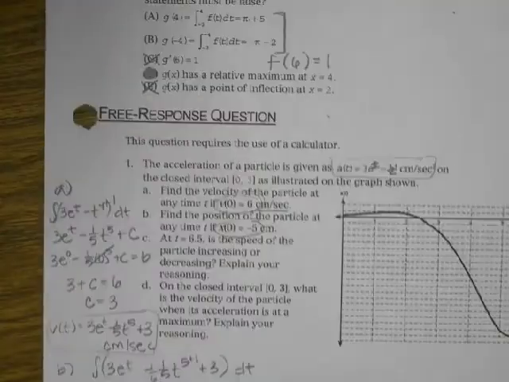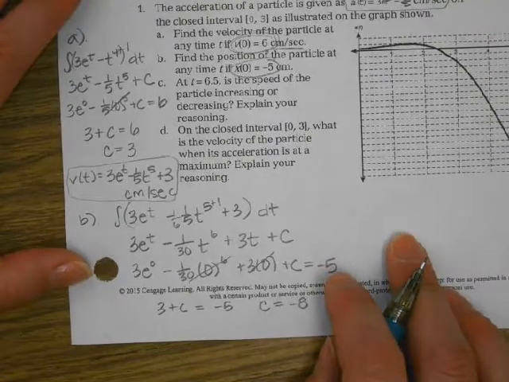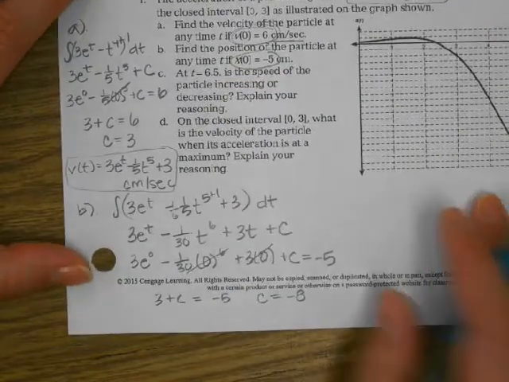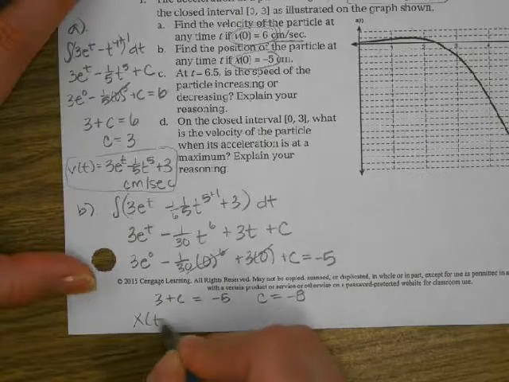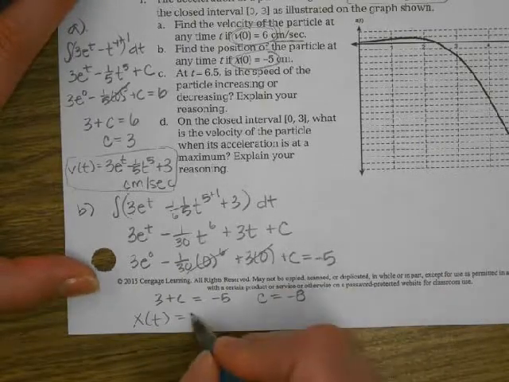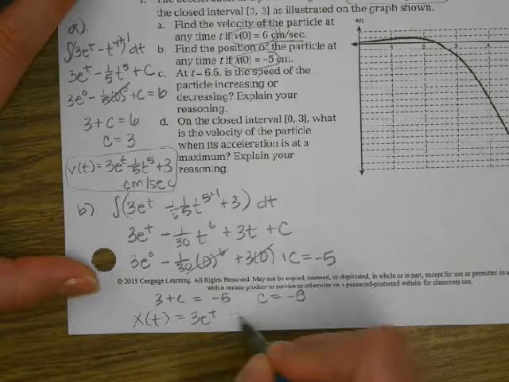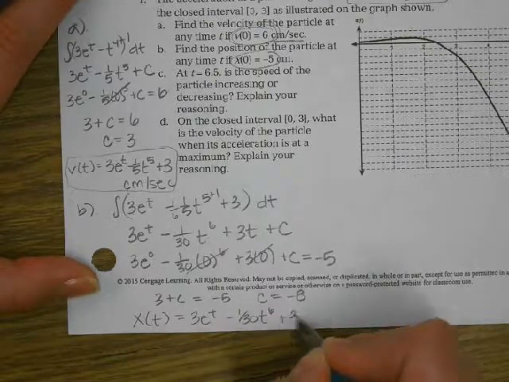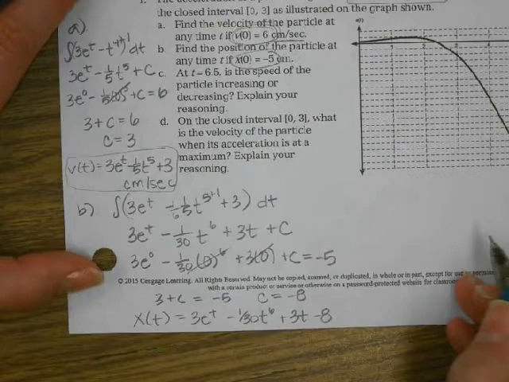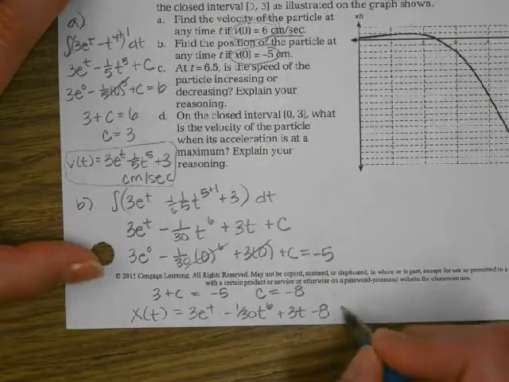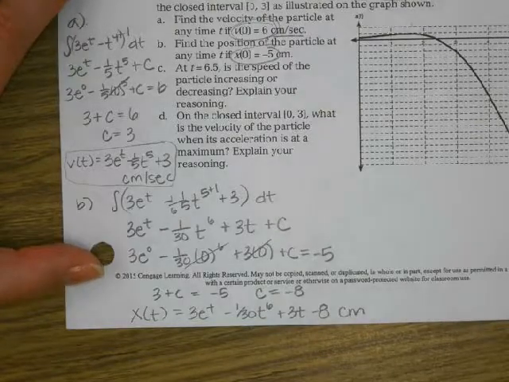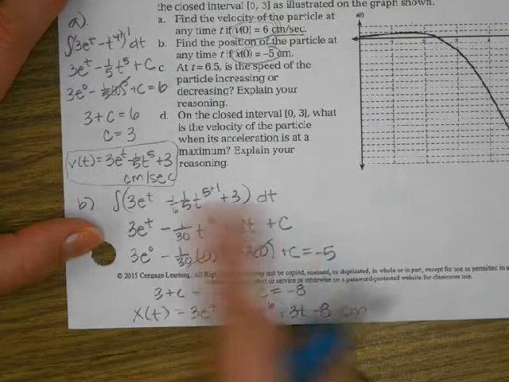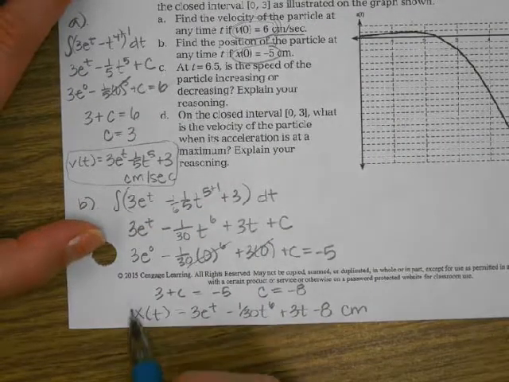So now I can write my position of the particle. And they said x of 0, so they're telling me to use the variable x. So I said x of t is 3e to the t minus 1/30th t to the 6th plus 3t minus 8. And the position vector would be centimeters for the units. So again, B is worth 2 points, 1 point for doing the integral, 1 point for the answer.